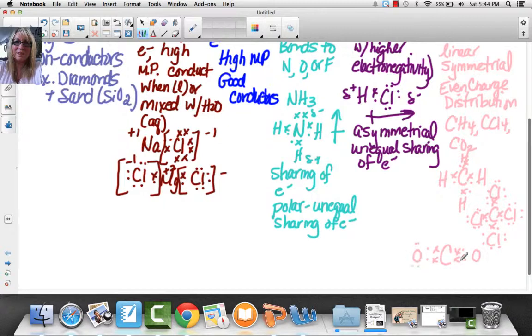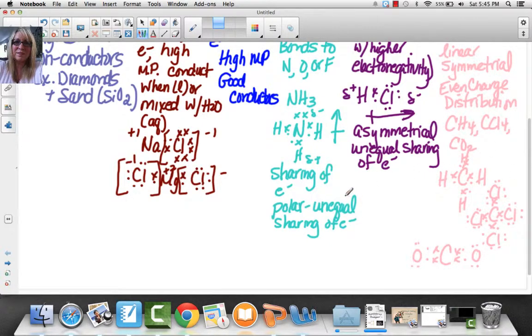So CO2 is linear in shape, okay, and it's symmetrical, so it's nonpolar. And both CH4 and CCl4 are tetrahedral in shape and nonpolar because they are symmetrical. So there is an even distribution of charge.